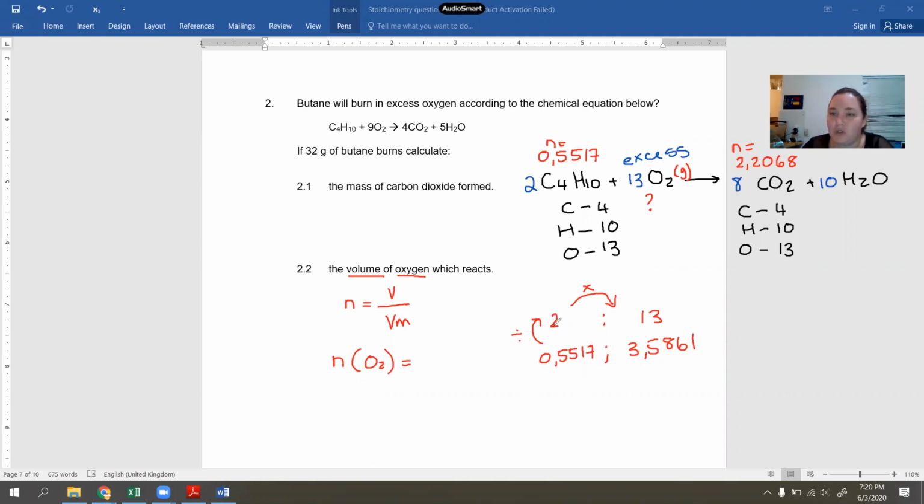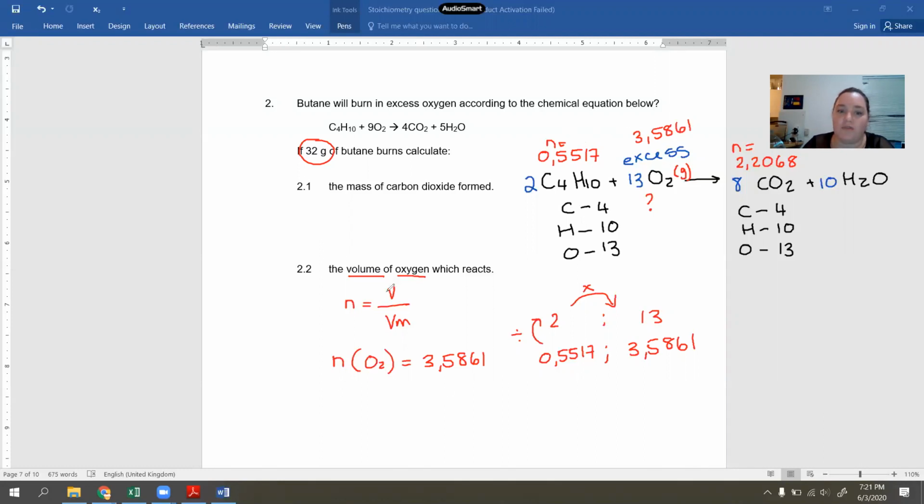By taking this number of moles and dividing it by 2, I'm working out what 1 is in the mole ratio of 2 to 13 to 8 to 10. And therefore, because I've worked out what the 1 is, when I times it by 13, I get a number. Okay, so here I know that if I have all 32 grams of butane combusting, I will have that many moles of butane. And if that many moles of butane react, they will react with 3.5861 moles of oxygen.